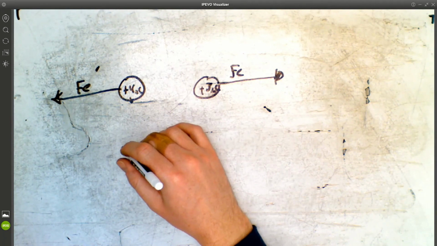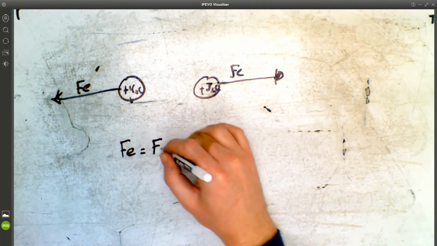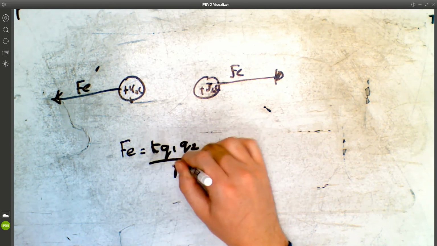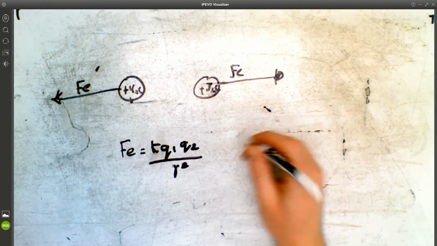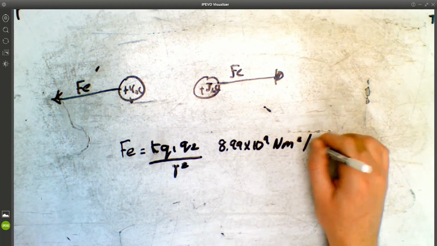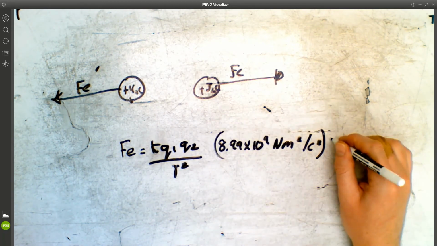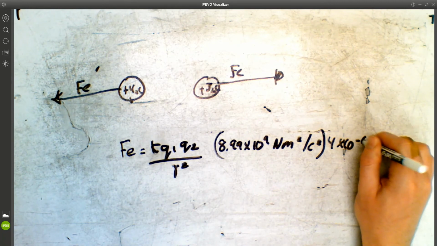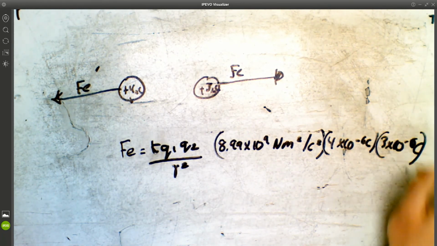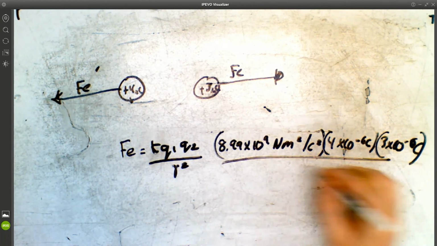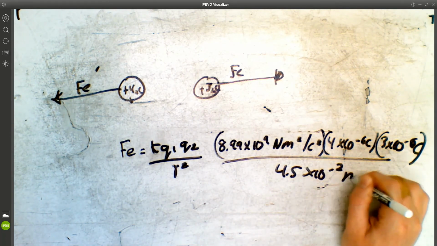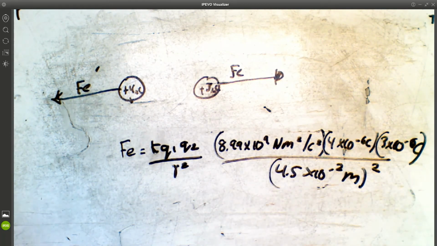So we can use Fe equals K Q1 Q2 all over R squared. We would go 8.99 times 10 to the 9 newton meters squared per coulomb squared. This is 4 times 10 to the negative 6 coulombs. This is 3 times 10 to the negative 6 coulombs, micro. And then they are 4.5 times 10 to the negative 2 meters away. Okay, so let's get an answer for that.